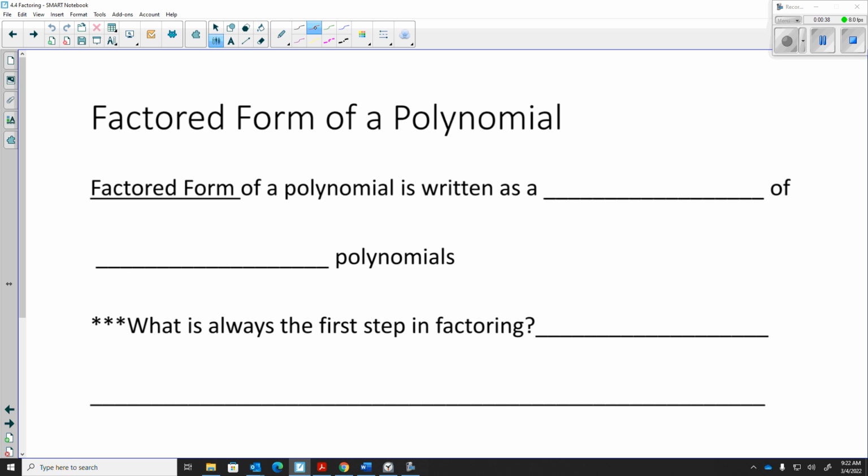So factored form of a polynomial. You start with a big polynomial. You're trying to factor it. We've talked about this a little bit. Factored form is written as a product, meaning multiplying, product of multiple polynomials.